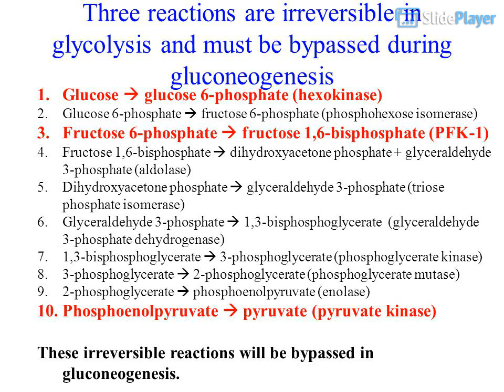Glyceraldehyde 3-phosphate to 1,3-bisphosphoglycerate, glyceraldehyde 3-phosphate dehydrogenase. 1,3-bisphosphoglycerate to 3-phosphoglycerate, phosphoglycerate kinase. 3-phosphoglycerate to 2-phosphoglycerate, phosphoglycerate mutase. 2-phosphoglycerate to phosphoenolpyruvate, enolase. Phosphoenolpyruvate to pyruvate, pyruvate kinase. These irreversible reactions will be bypassed in gluconeogenesis.